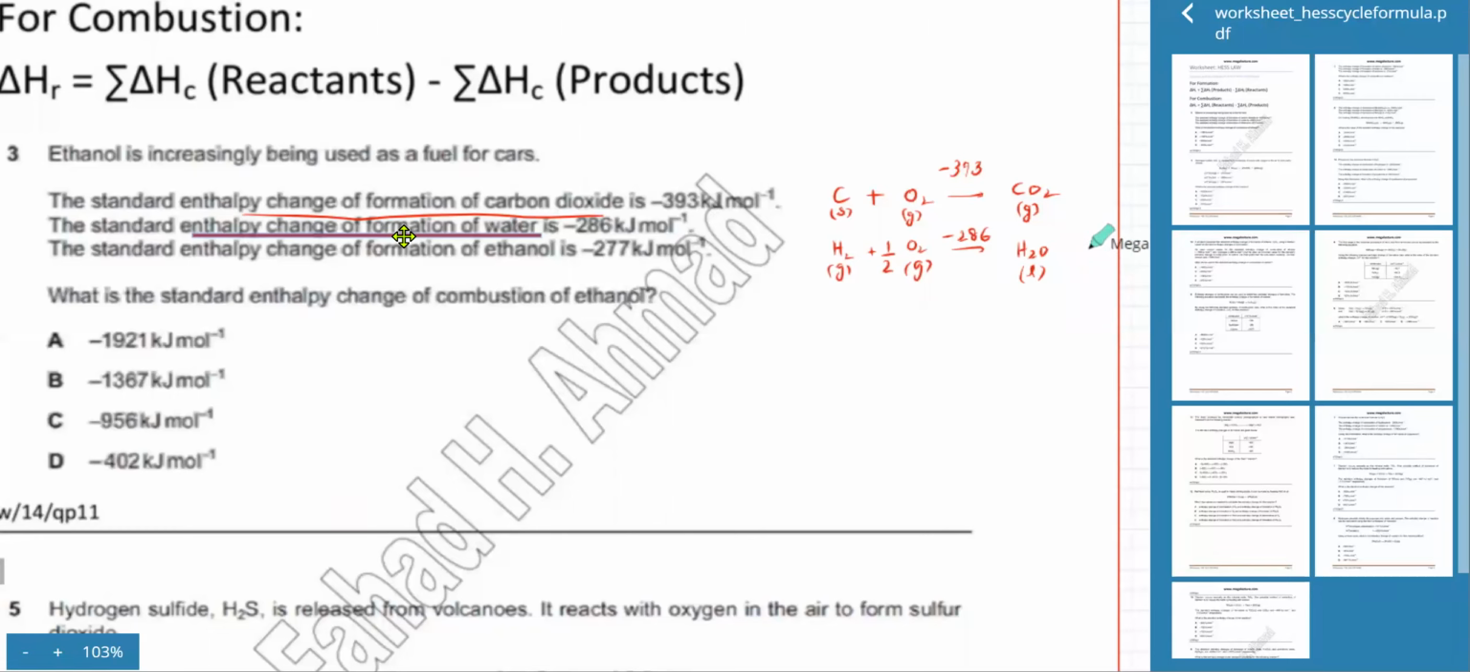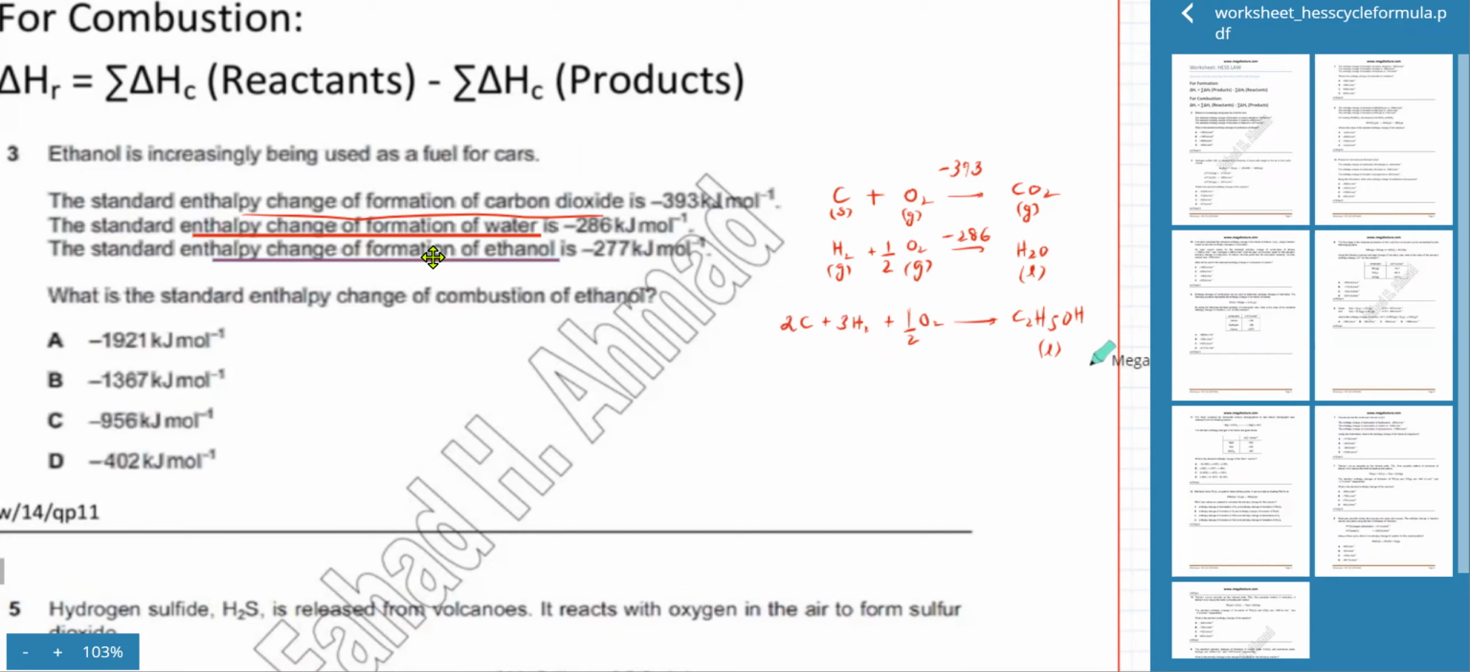And then you have the standard enthalpy change of formation of ethanol, which means 1 mole of ethanol should be formed, which is C2H5OH in liquid state, and it should be formed from its constituent elements, which are carbon, hydrogen, and oxygen. And this should be half, this should be 3, this should be 2.